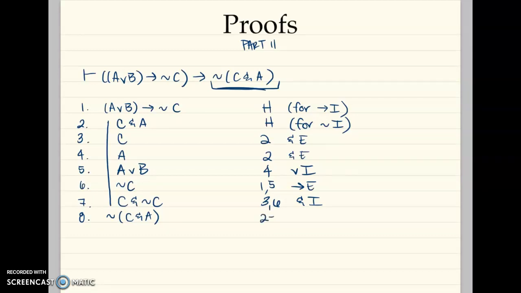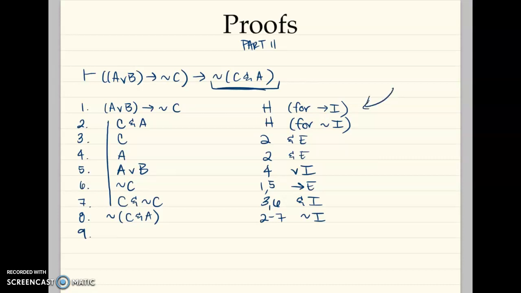So lines 2 through 7 were used in a negation introduction to show me what I have on line 8 right now. And so now that I have that, what I've done is I have just proven that I can get that consequent from this hypothetical move that I made, right, in that first move.